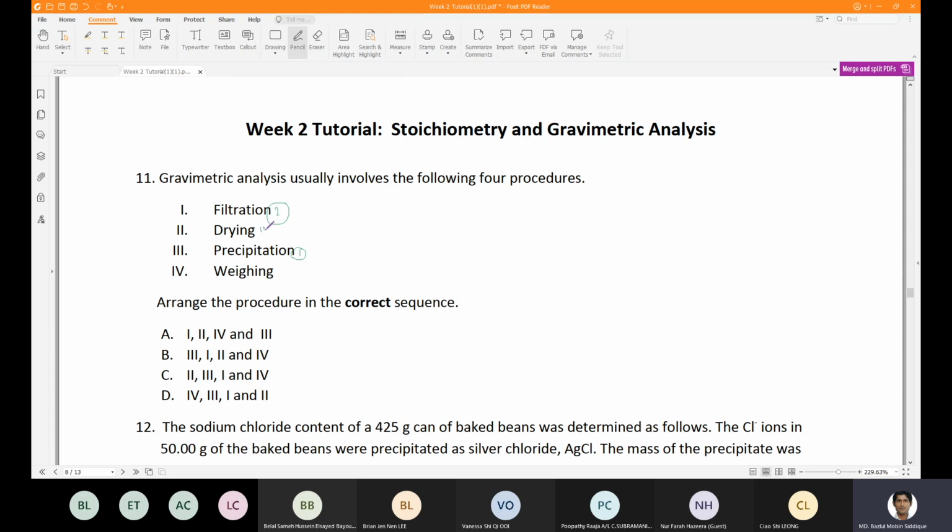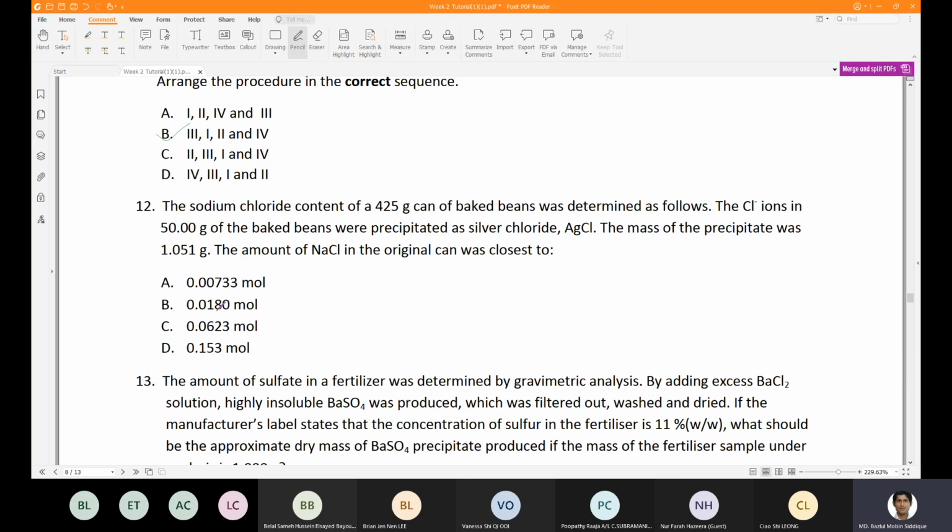Then we have to dry. That is 3. And then we have to weigh it. That is 4. So 3, 1, 2, 4. B is the correct answer in that way.